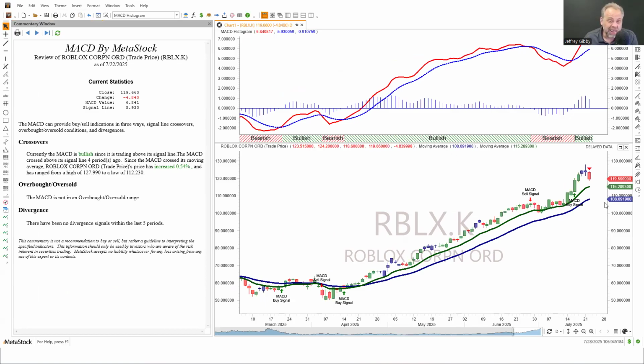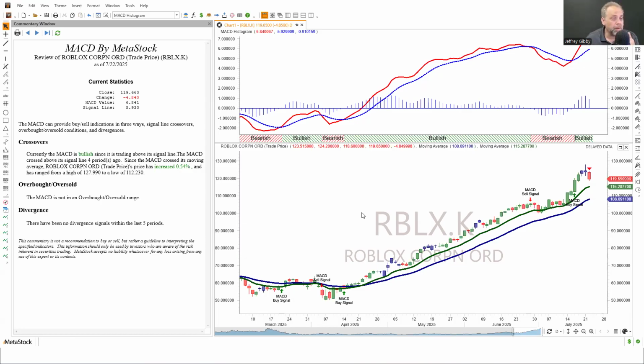The commentary just keeps track of what's going on in the chart. As soon as I apply it to the chart, you'll see there's a little red arrow. Right now we're bullish because we're trading above our signal line. The MACD crossed above its signal line 4 days ago. We're looking at a daily chart. Since the MACD crossed, it's increased about 0.54% and has ranged from a high of this to a low of this. The other thing that we'd be looking for is overbought, oversold.